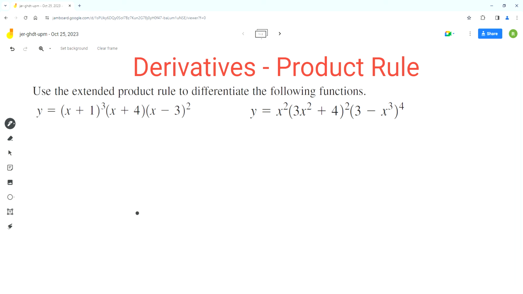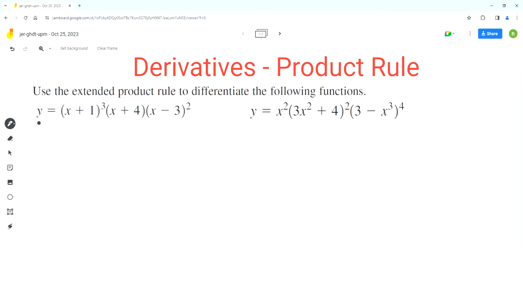So in this video, we'll solve this problem using the concepts of extended product rule. As per the problem, use the extended product rule to differentiate the following functions. So let's start with the function on the left side.